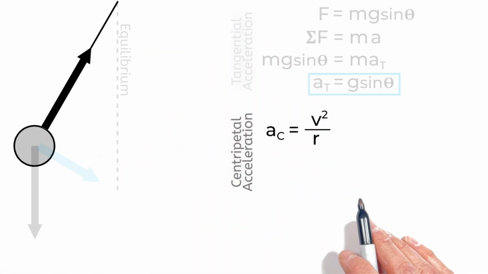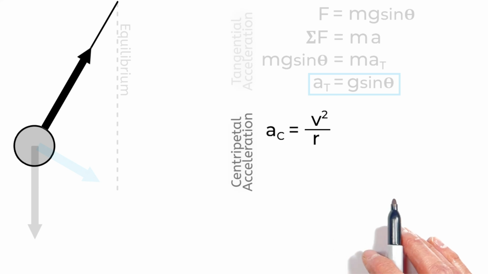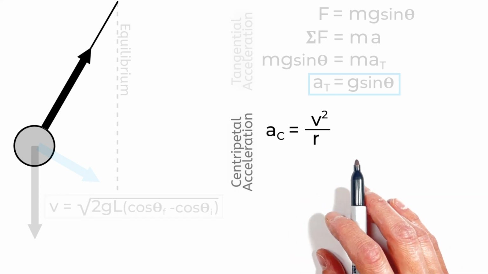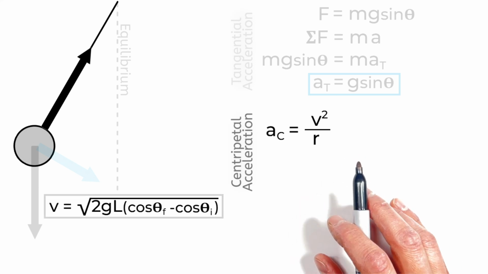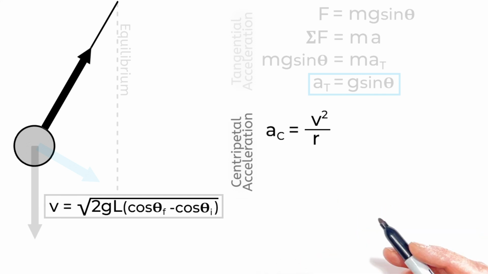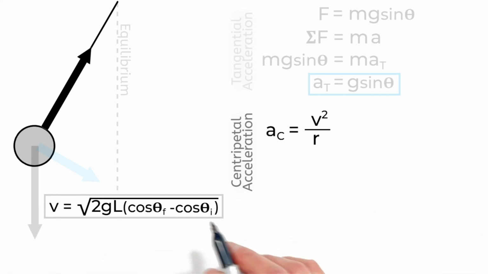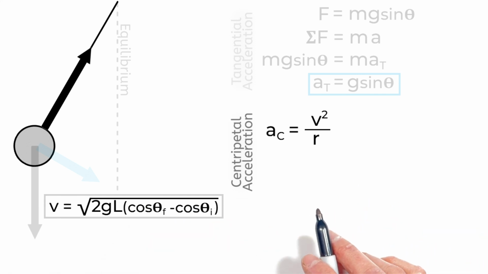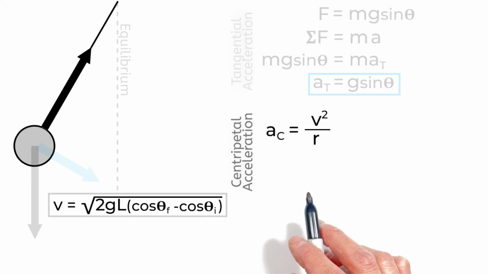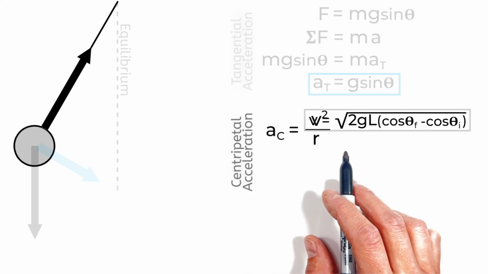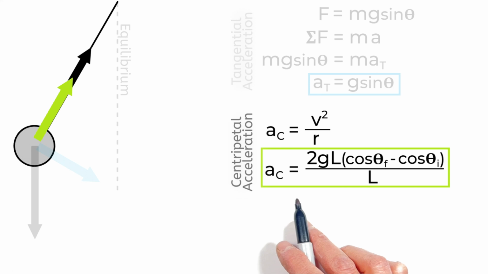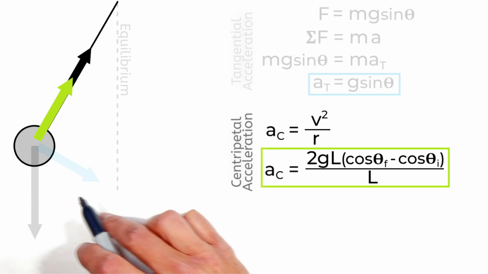Now if we're trying to solve for the centripetal acceleration at any given point, what we need to know is the velocity of that pendulum bob at any point. But remember, we already worked out the velocity of this pendulum at any point. So if you want to know the centripetal acceleration, all we need to do is just plug in that velocity equation for v here, and now you get an expression for the centripetal acceleration of our pendulum bob at any point.